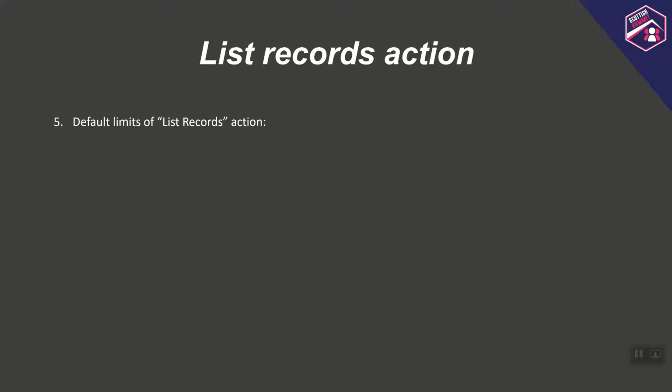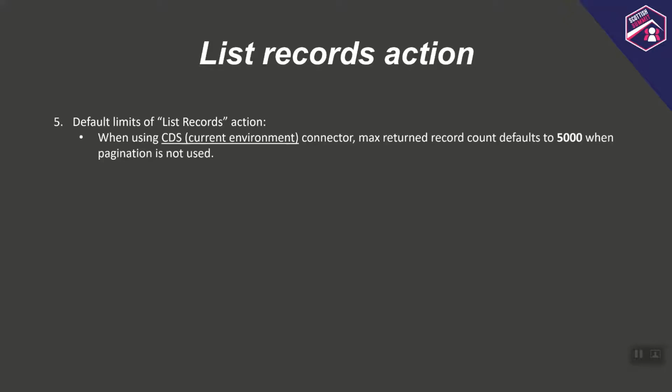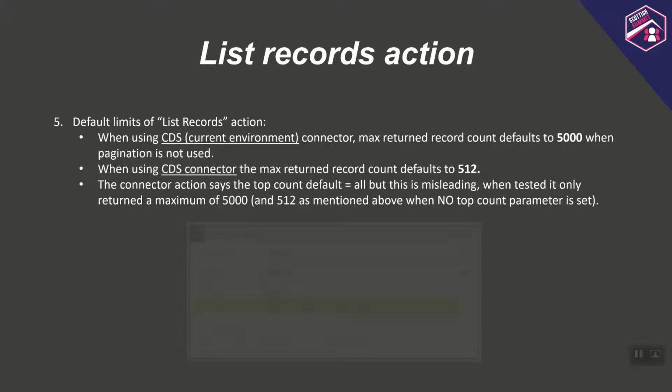Similar to the maximum record limit count in the previous slide, there are default limits of the list records action as well. If you're using the CDS current environment list records action, this value defaults to 5,000 records when the pagination threshold is not set. So if you haven't set the pagination threshold specifically, then the maximum record count that you can expect is 5,000 records, regardless of whether you use OData queries or FetchXML. If you're using the CDS connector's list records action, this default value is 512 records only.